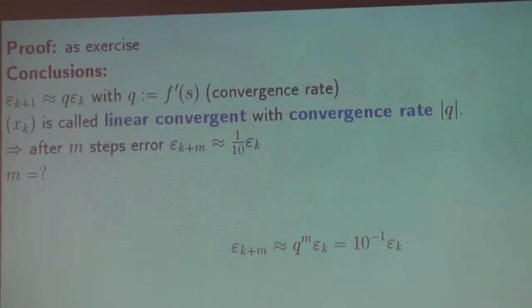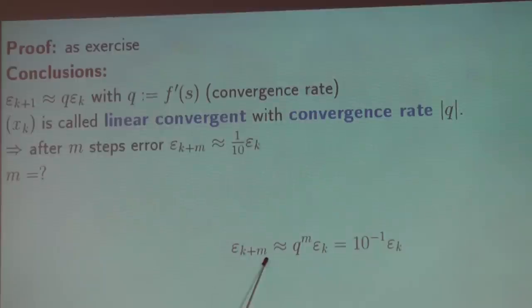Okay, and if I don't do just one step, but m iteration steps, then we get epsilon k plus m. And my question is, how big must such an m be? How many steps does it take me to get one digit in extra precision? One digit means that this new error must be 1/10 of the old error.